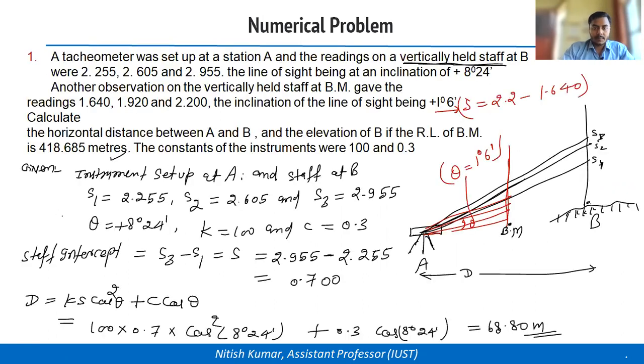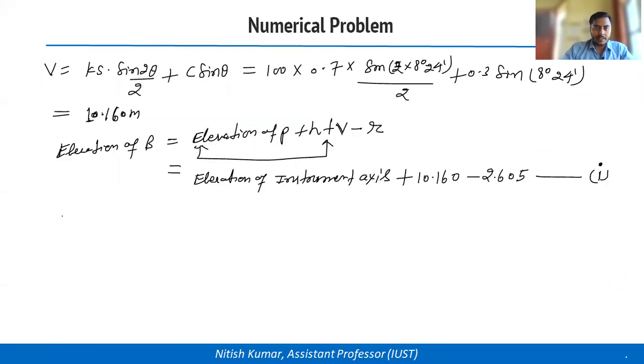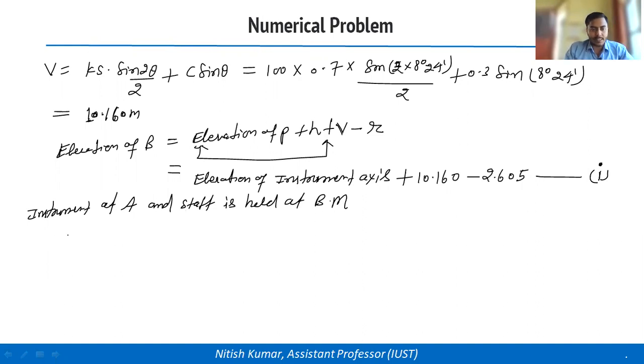Okay. Now, just note down what data is given. So now the second case: instrument at A and staff is held at BM. And what is the reading for that? S1, S2, S3 are given. Okay, so we can calculate V, that is the vertical distance. V we can write with this formula: K S into sine 2 theta divided by 2 plus C sine theta.